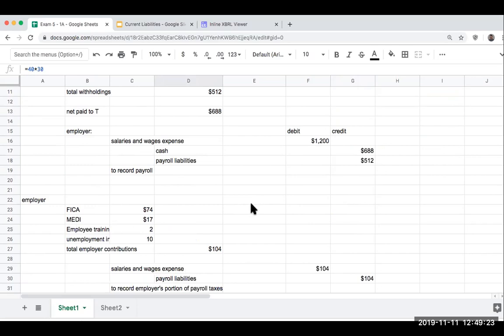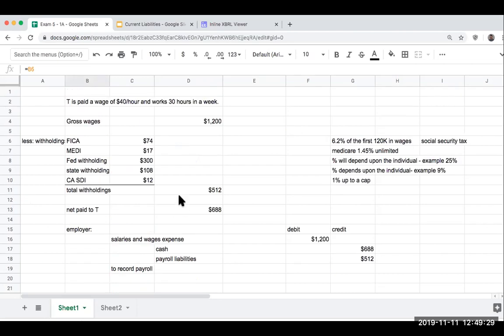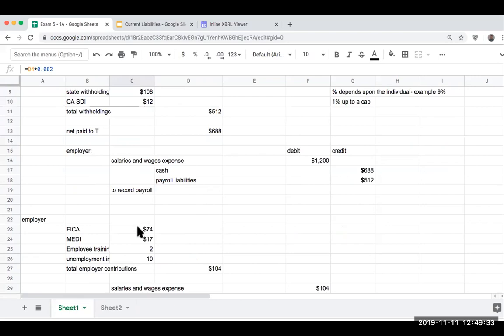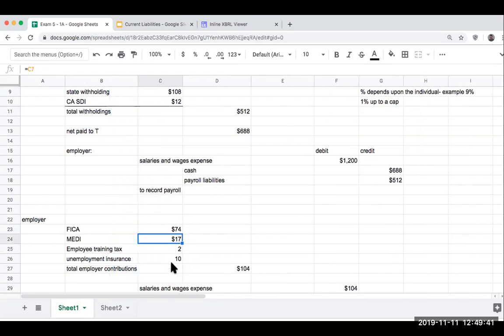And the answer is no. I also have to make a FICA contribution for the same amount. So if I'm withholding 6.2% of wages as an employer, I also have to pay in $74 for that employee. Same thing here with Medicare. You also have other taxes as well: employee training tax, unemployment insurance.